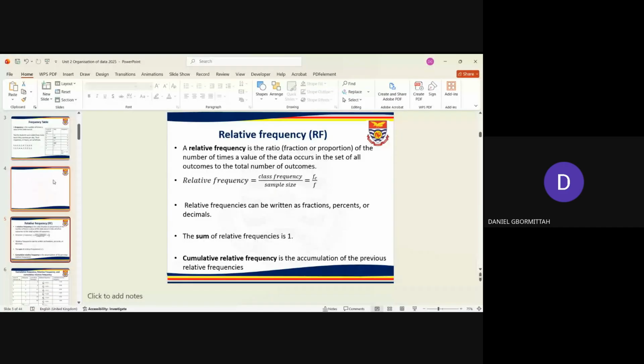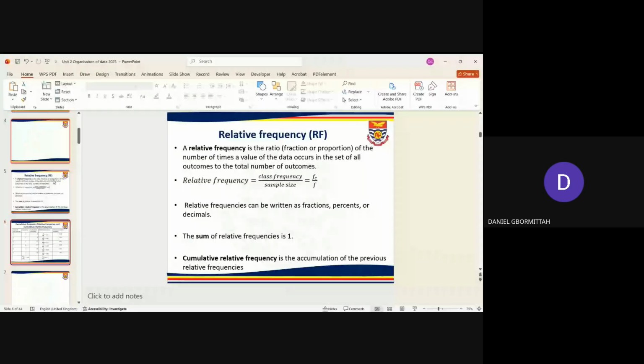How do we get a sample size? The sample size should be the same as the total frequency in most cases. So the relative frequency can be written as we have there. When you find the sum of all the relative frequencies, they should give you one, like this particular one.